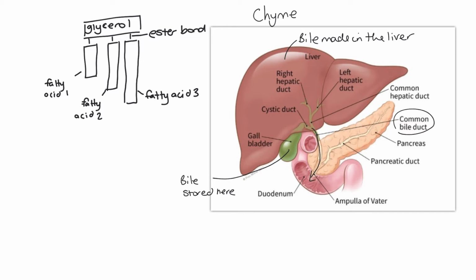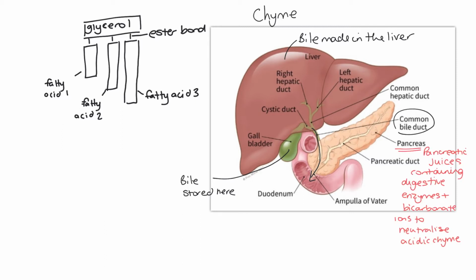down into the duodenum. At about the same time, we've got the pancreas, and the pancreas is producing the pancreatic juices, which contain digestive enzymes and bicarbonate ions. These are also released into the duodenum, and they neutralize the acidic chyme. And when the bile salts then come into contact with the globules of fat, they emulsify these fat droplets. When you emulsify something, what that means is you break it down into smaller droplets.